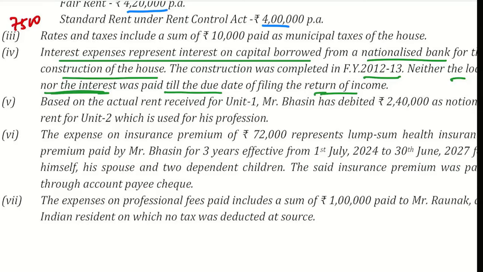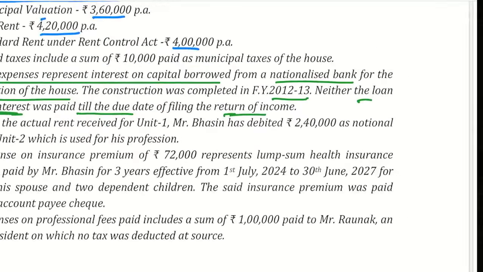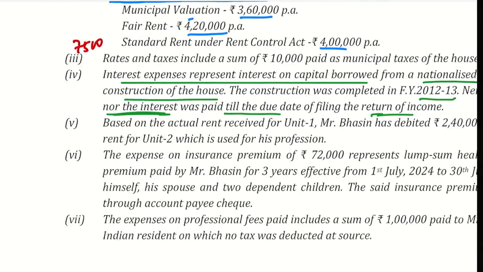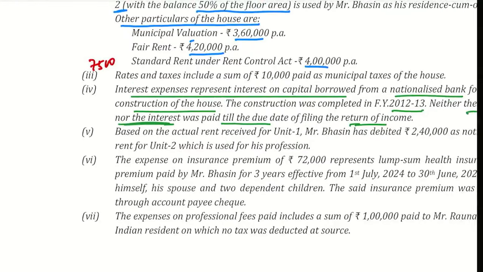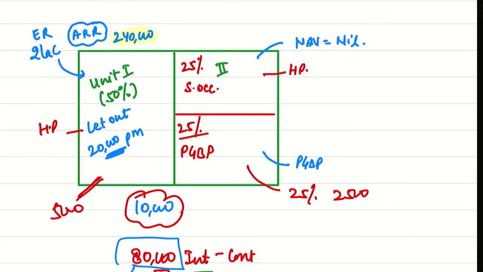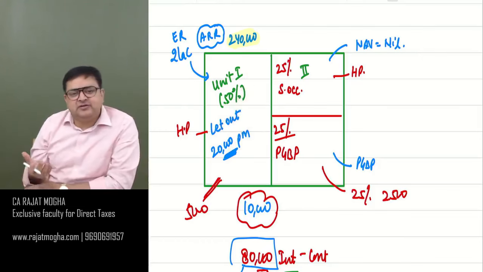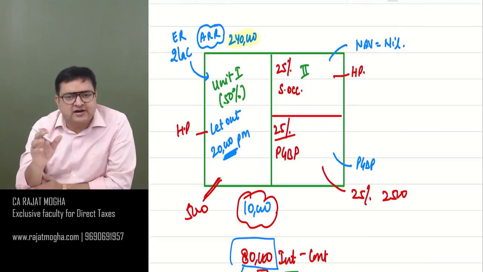Fifth point. Based on the actual rent received for unit 1. Okay. Mr. Basin has debited 2,40,000 as the notional rent of unit 2, which is used for his profession. So what he thought is that unit 1 rent is 240, so let us debit this as a notional rent also, because we are using it for business, so let us debit it. Please tell me, is this notional rent allowed or not allowed?